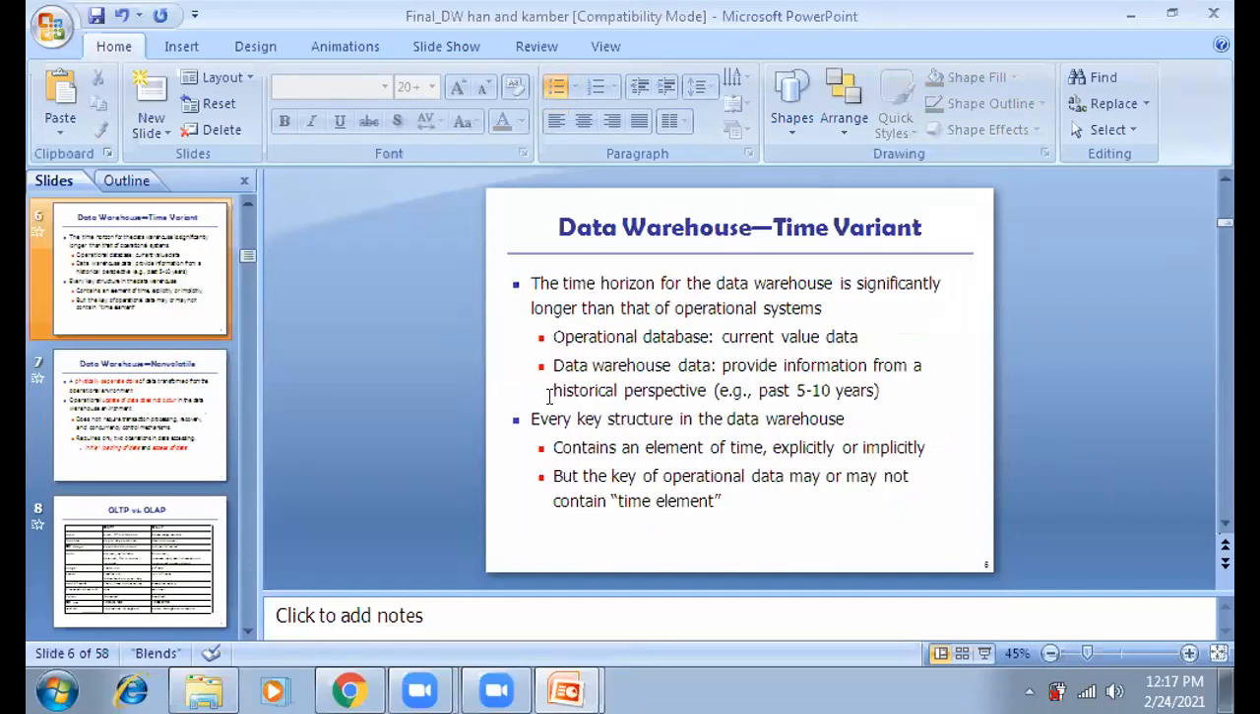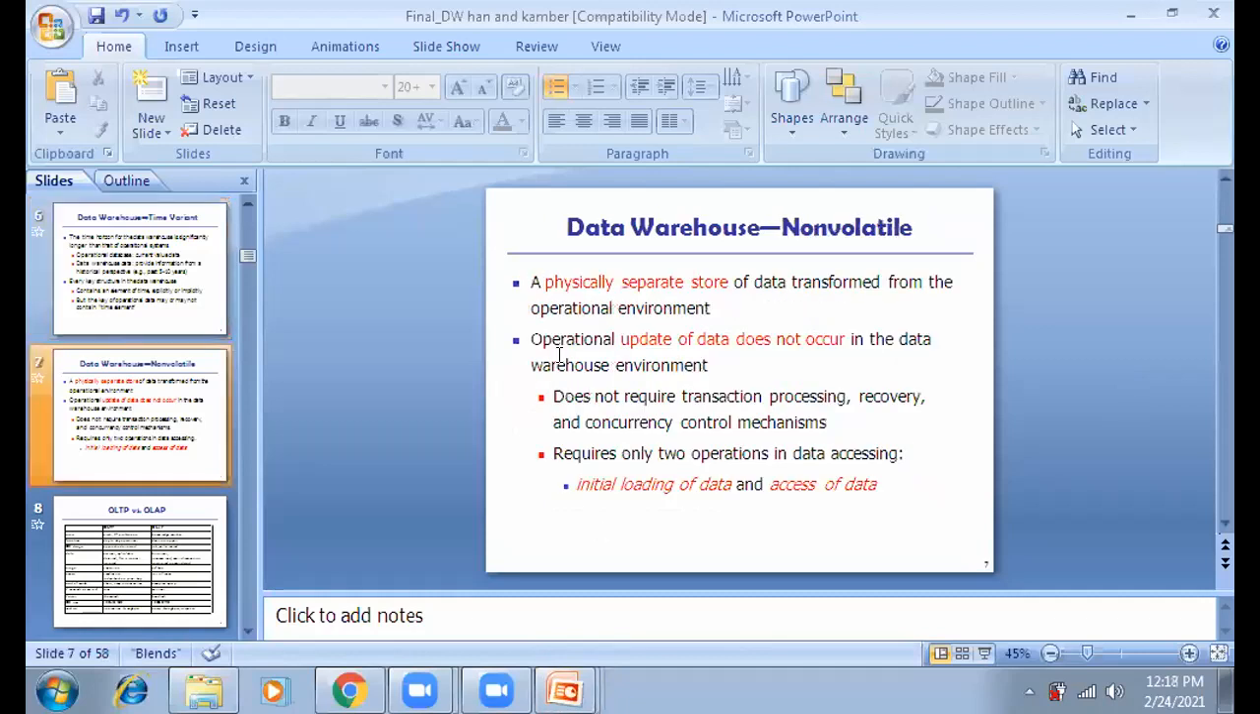Third one is time variant, which I already told. So this is the time variant. The time horizon for the data warehouse is significantly longer than that of operational systems. Obviously, the operational system is maximum dealing with the last 4 days, 5 days or 1 week of data, day-to-day activities or transaction data. Whereas data warehouse is dealing with the last 5 years, 10 years of data. Okay, historical perspective. The last one is data warehouse is non-volatile in nature.